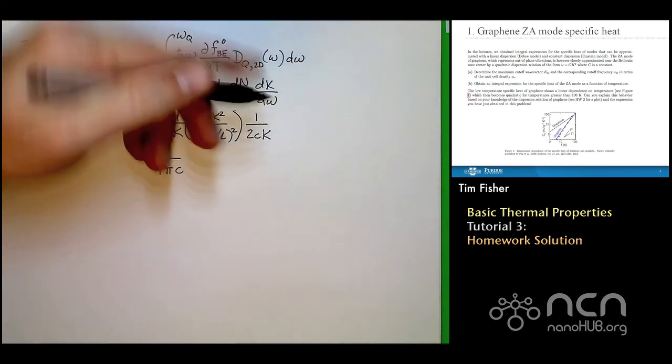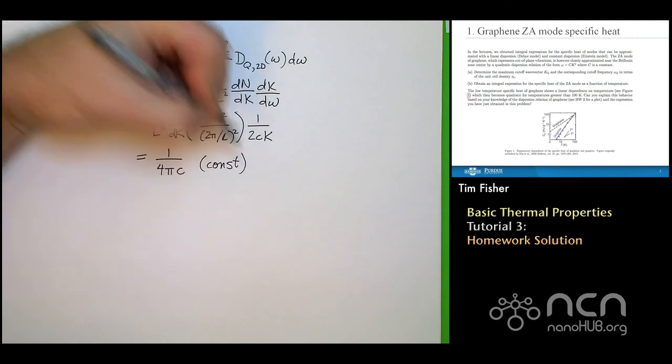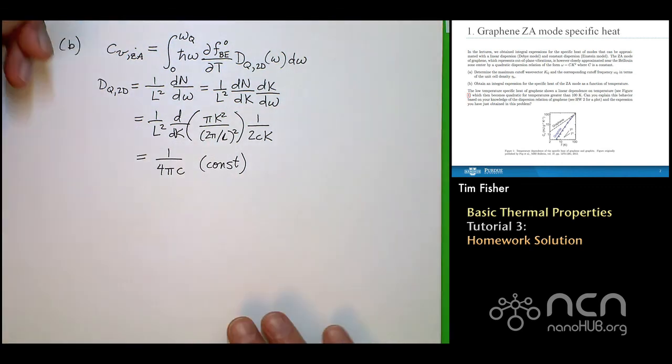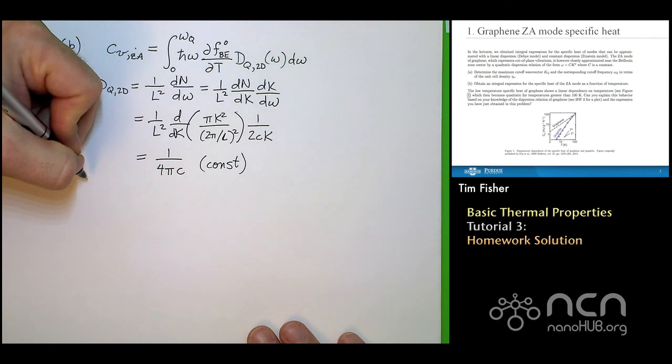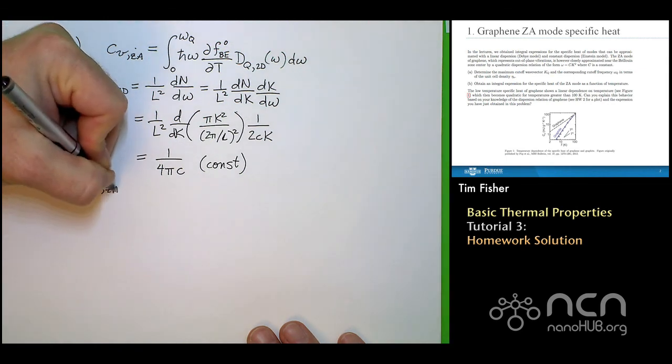So that's a big, kind of important result that's unique to these quadratic modes. Although if you think about it a little bit, for electrons that have also a quadratic dispersion, you find the same thing, a constant density of states for a two-dimensional material. So what we'll do now is we'll plug this back into our expression for specific heat. Again, this is for the ZA mode.